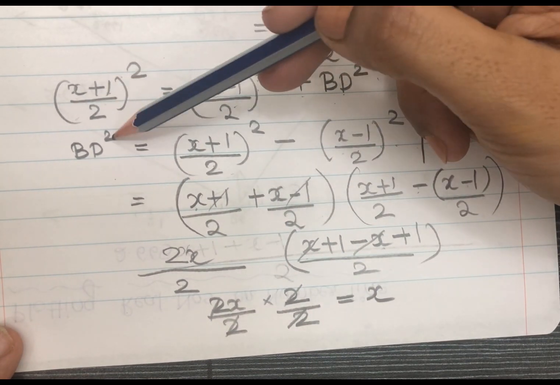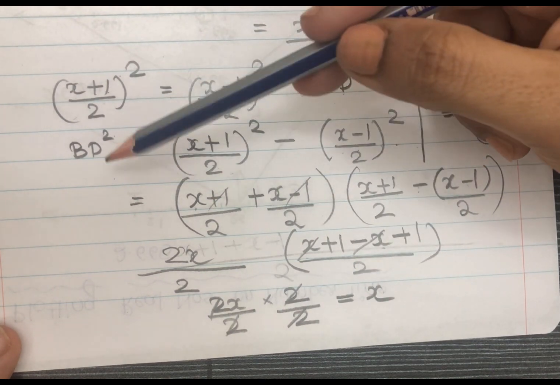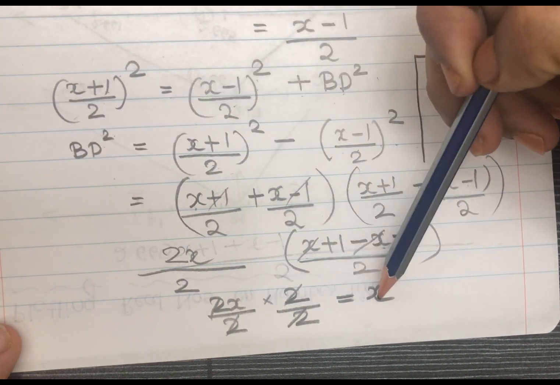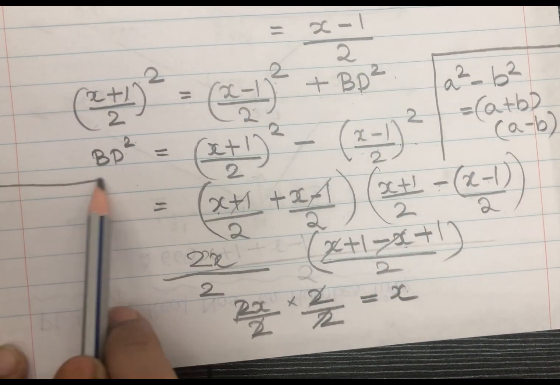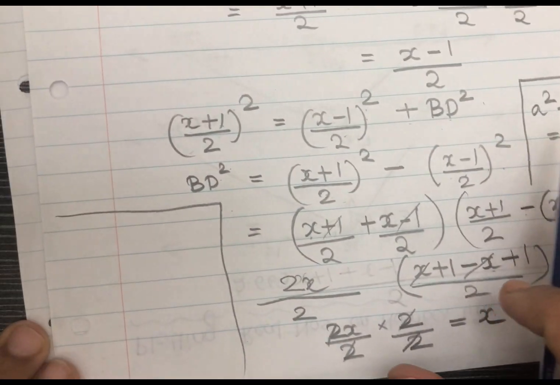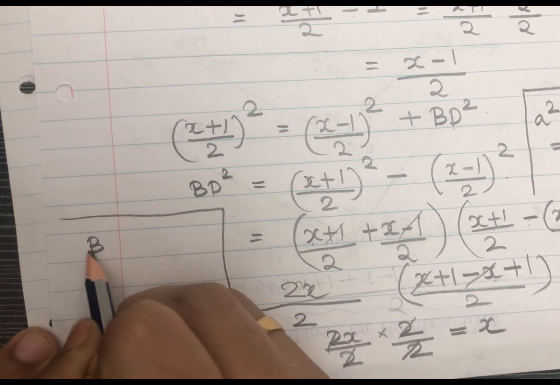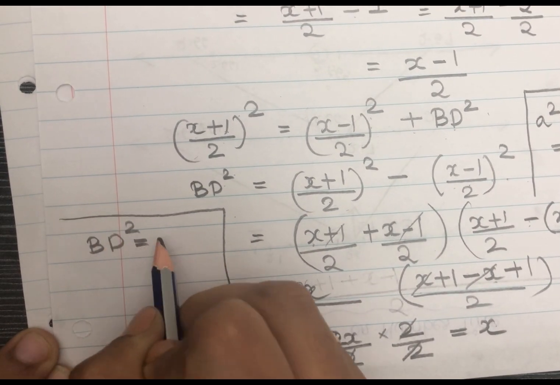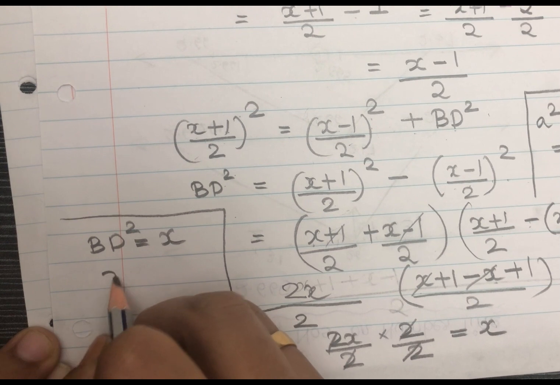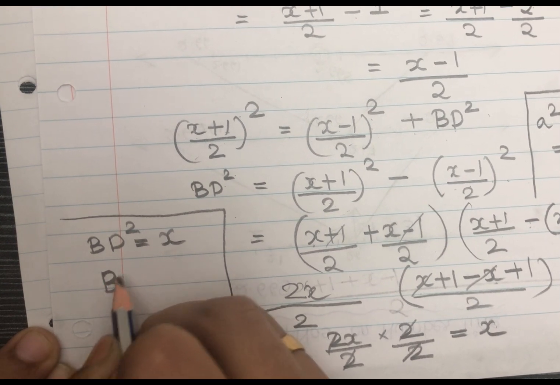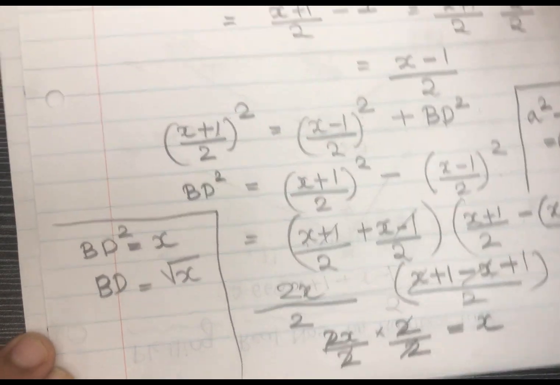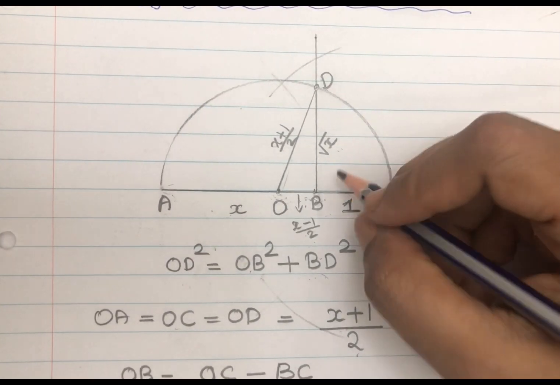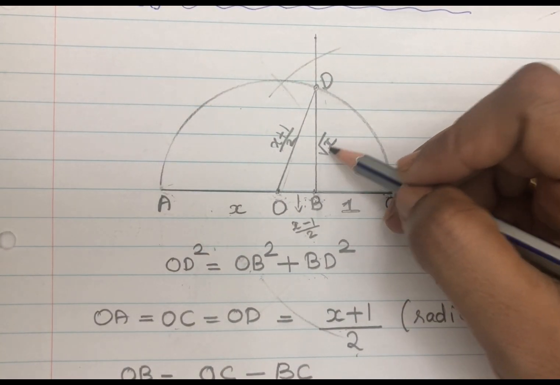So now what? BD square is x. So what is BD? BD will be root x. I'll write it here. I don't have space. So BD square is x. So what is BD? BD is root x. So here we have proved BD as root x.